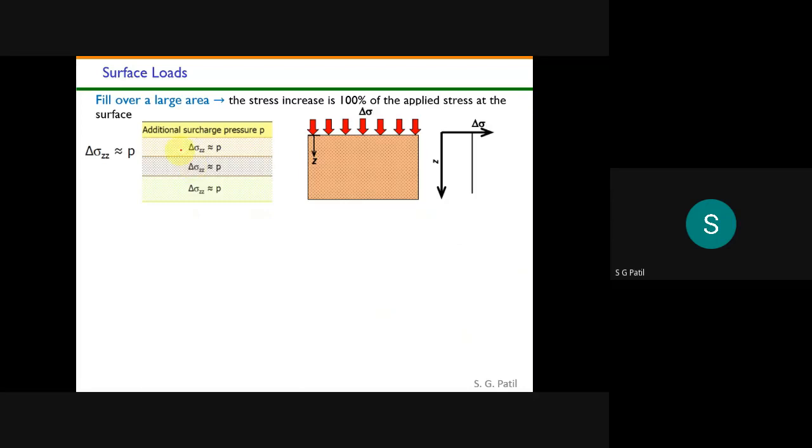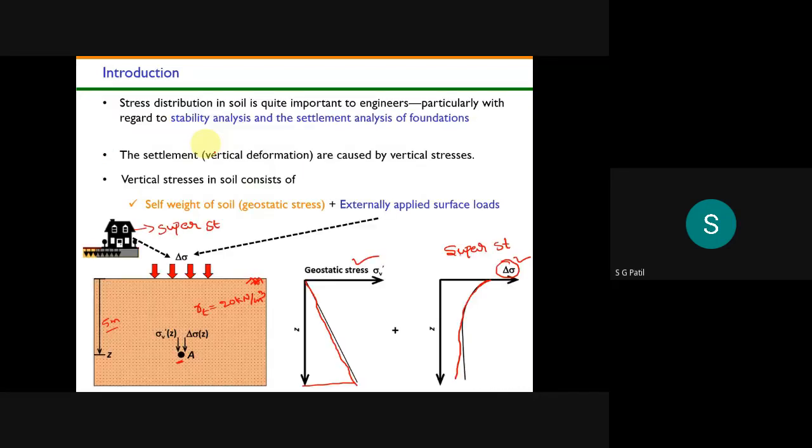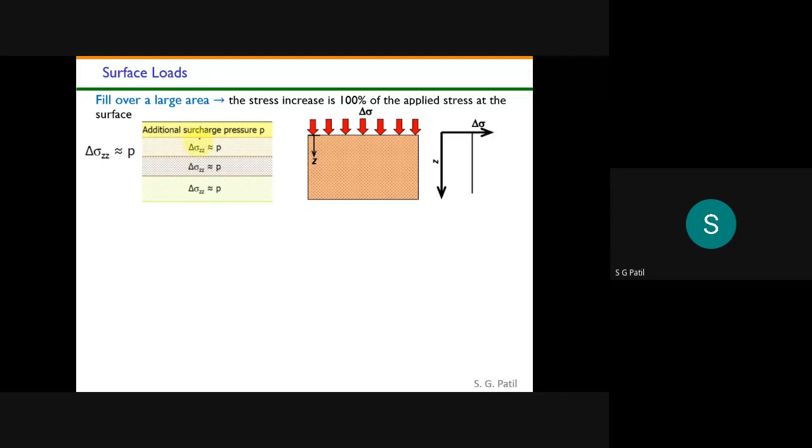So we have seen again in the surface loads also, this delta sigma z is coming due to your surface load. Again in the surface load, there are two types of surface loads. One surface load is like a fill over a larger area. Fill over a larger area means your loading on the ground is very wide, so wide that the width of loading is almost equal to the depth of the soil profile.